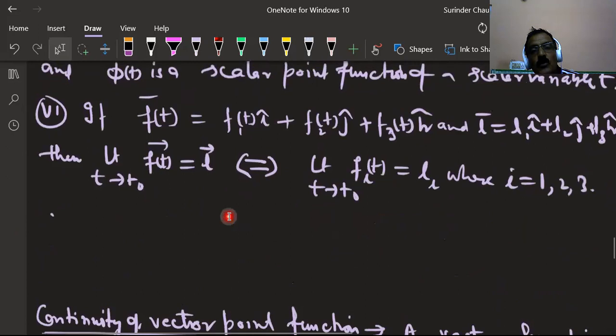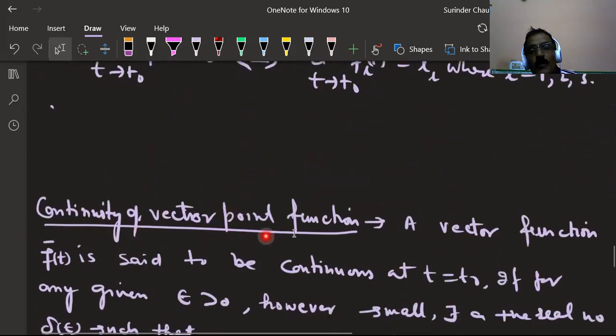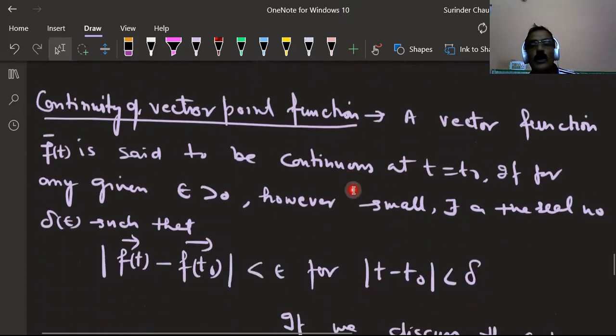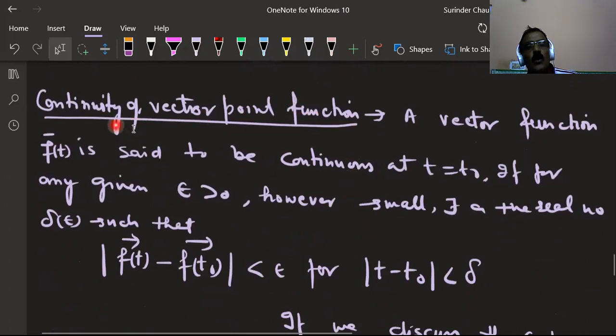Now, continuity of a vector point function. Let me compare it with the continuity of a scalar function. There is no difference in the definition of continuity of a scalar function and continuity of a vector function. The only difference is that in the case of the vector function, we put the arrow over the functions. The neighborhood will be the same.